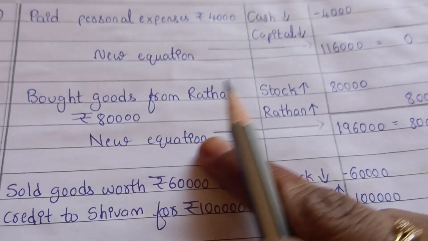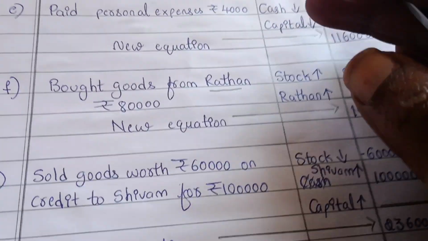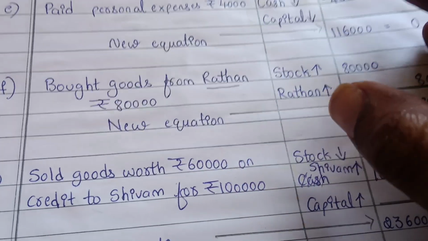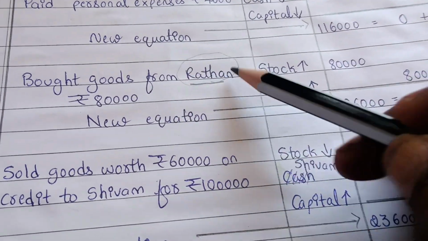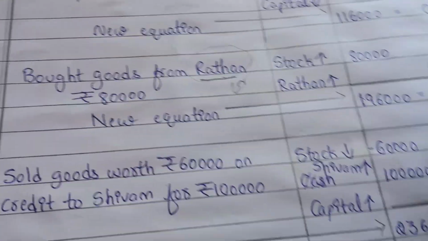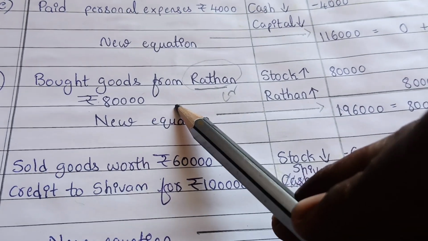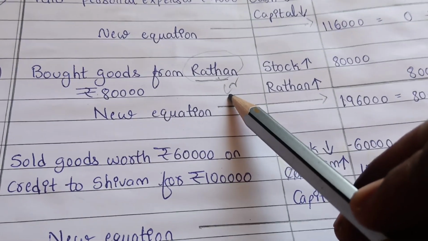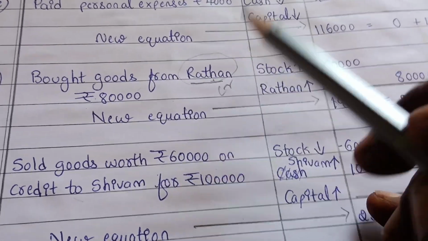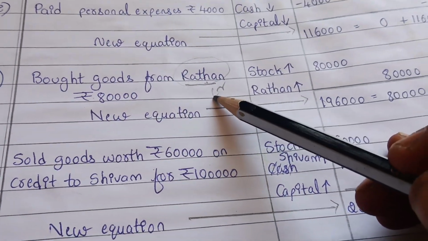Next, bought goods from Ratan. See, whenever they give you bought goods, or bought goods for cash, that is a cash transaction. But whenever they give you a particular person's name, that is a credit transaction. So the firm is buying some goods from Ratan. Who is Ratan here? He is a creditor. That means we are not going to pay cash now. We are going to pay the cash in the later stages.